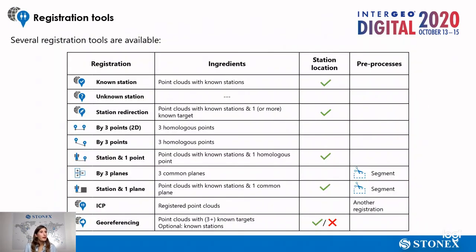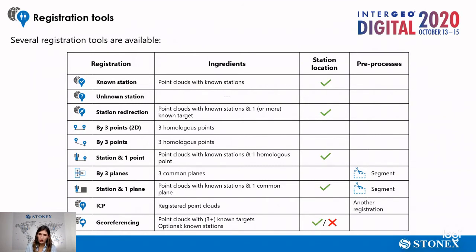I said that there are many registration tools in CubeScan. These tools can be chosen depending on your application, depending on which elements you know. For example, you can know or not the station position. Station position is the position of your X300, of your laser scanner. And the software will use this information to merge together the scans.